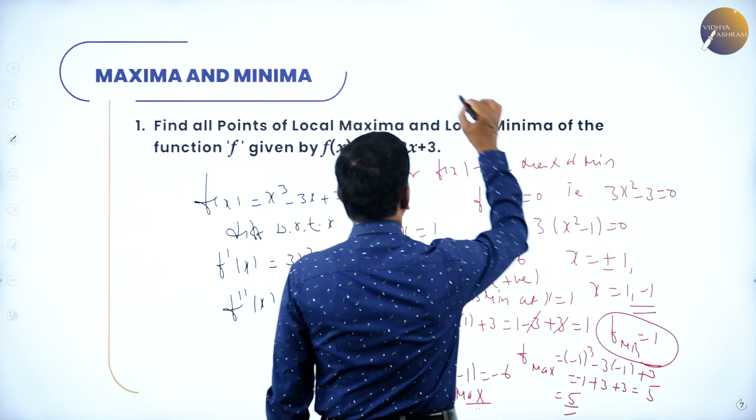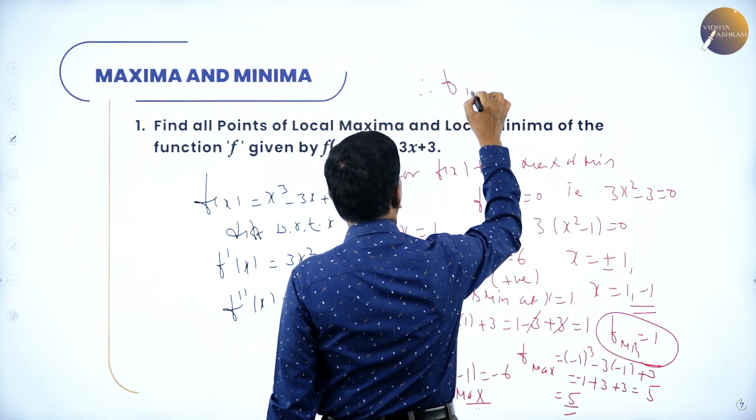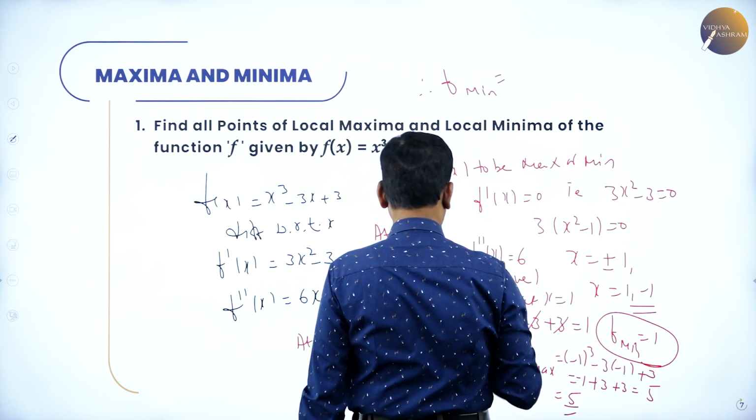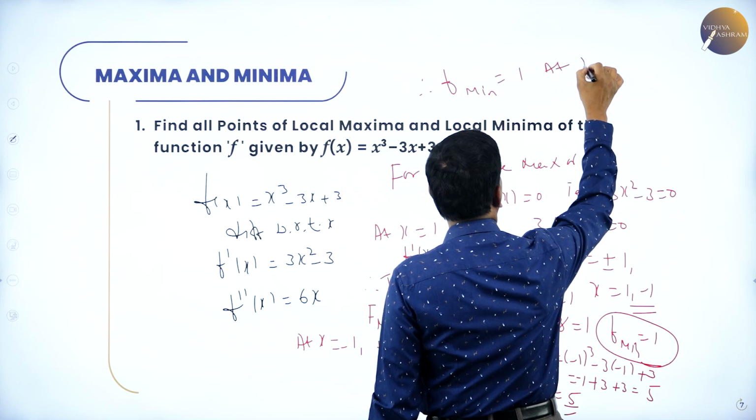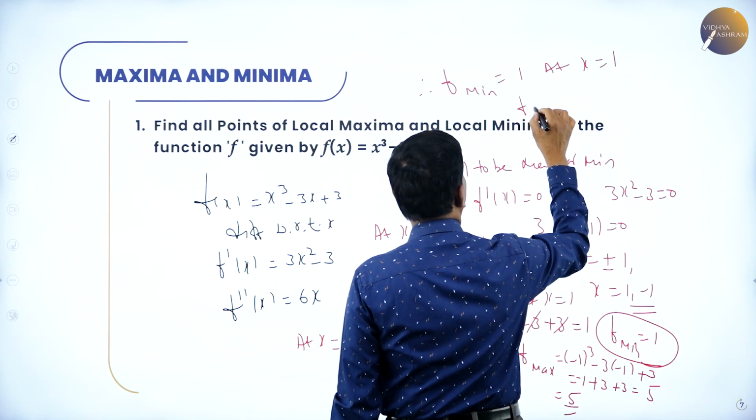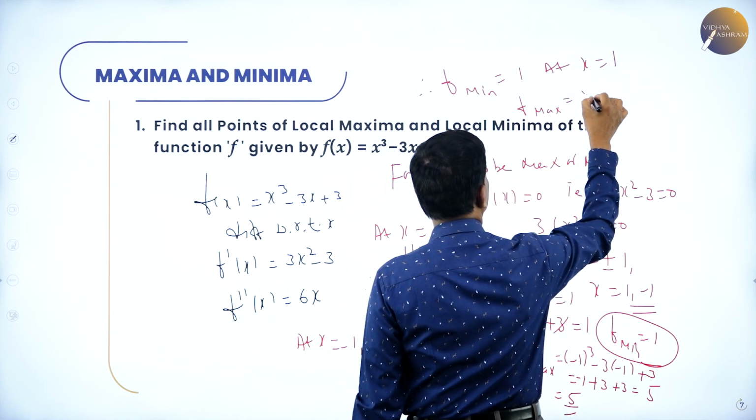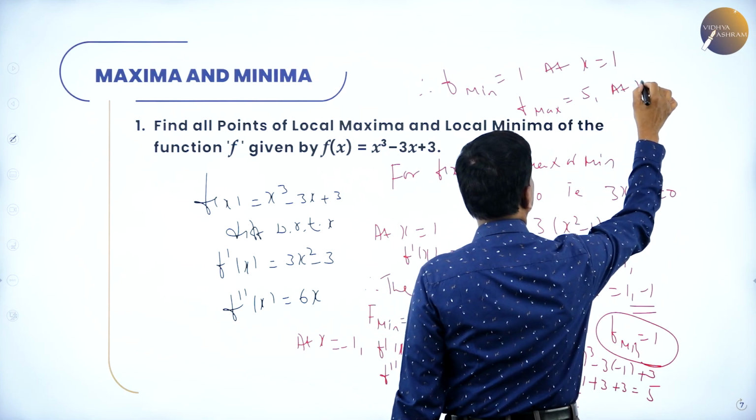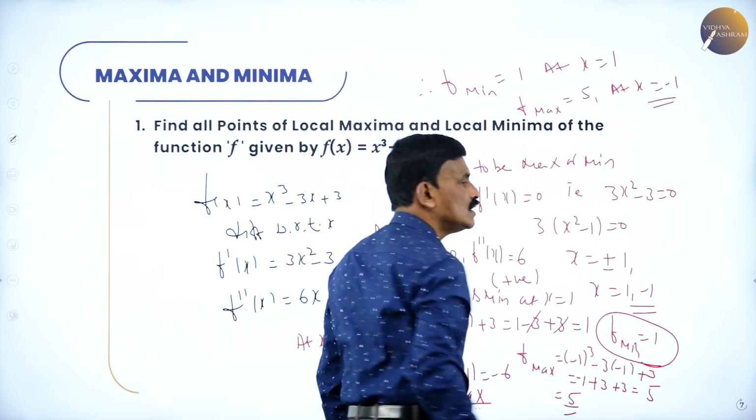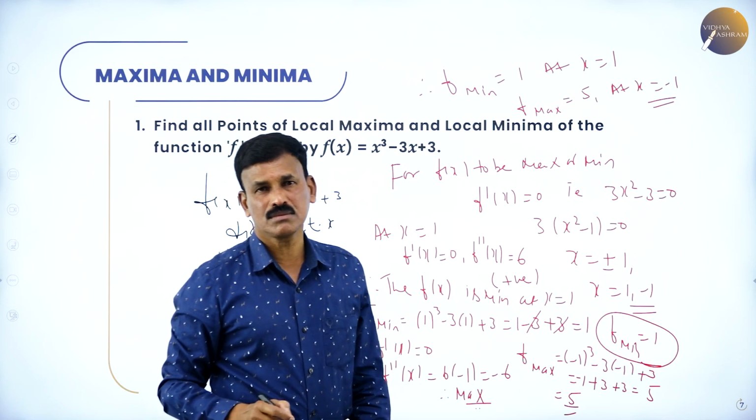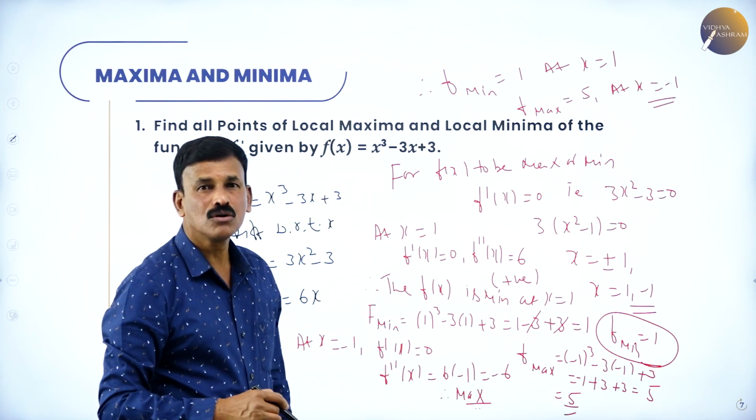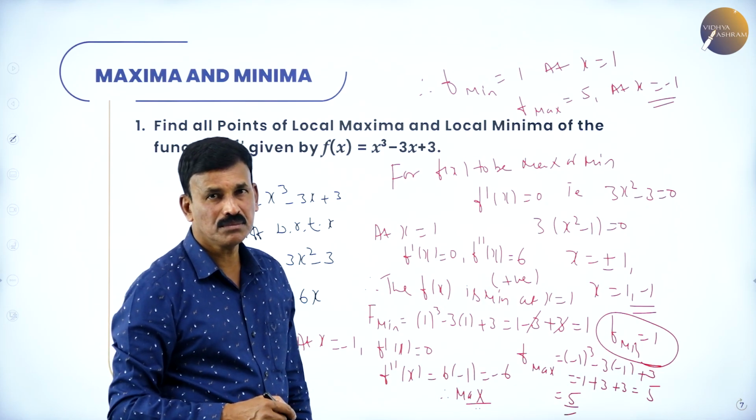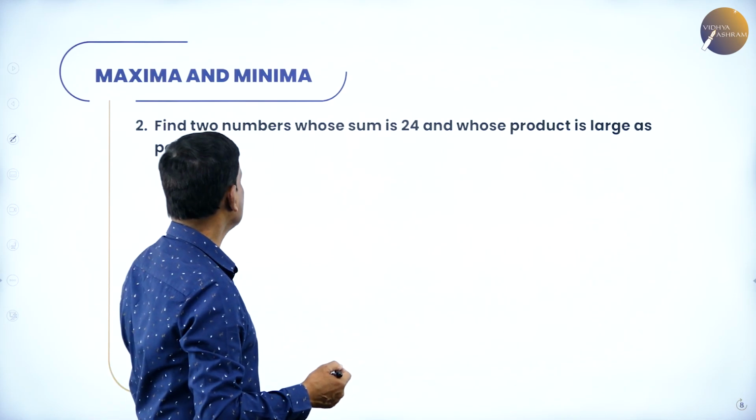Therefore, the function is minimum and the minimum value is equal to 1 at x is equal to 1, and the function is maximum, the maximum value is 5 at x is equal to minus 1. This is how we are going to find the maximum and minimum value of the given function, right? So, they are called as local maxima and local minima of the function. Now, move on to the next problem.